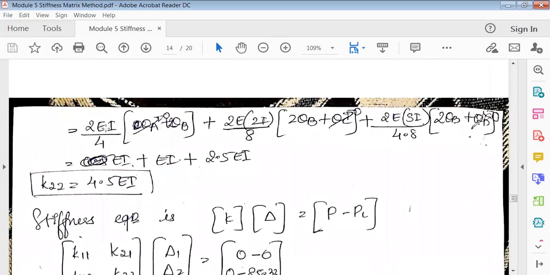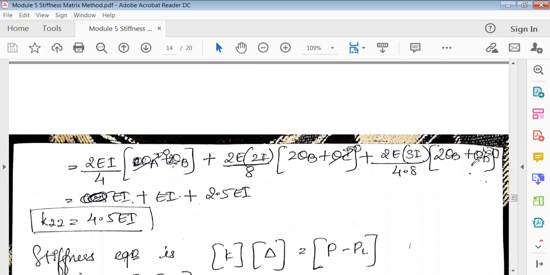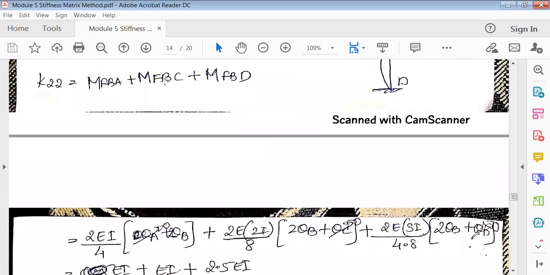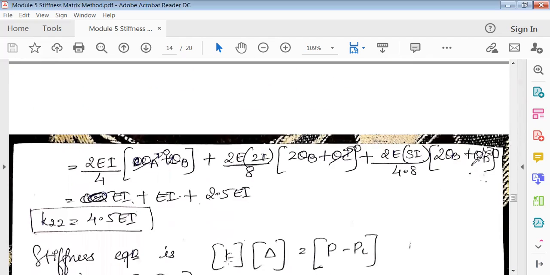Okay, so then mark this 2EI by L. So again, theta A plus 2 times theta B. So that is theta MFB. So it is MFBA. Next, MFBC is 2EI. Again, be careful with the I value. So it is 2EI divided by L. Then it is theta BC. So it is 2 times theta B plus theta C. Then plus 2EI. Again, I value for this is 3I by L. So it is 2 times theta B plus theta D. Okay, so then add all of this, then k22 is equal to 4.5 EI.